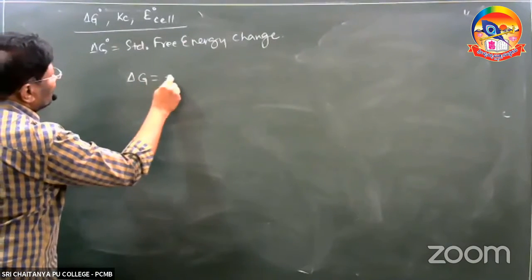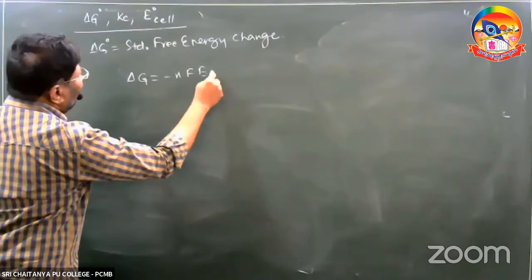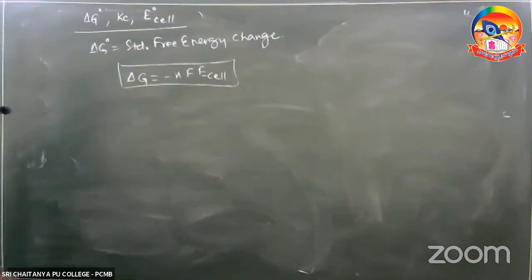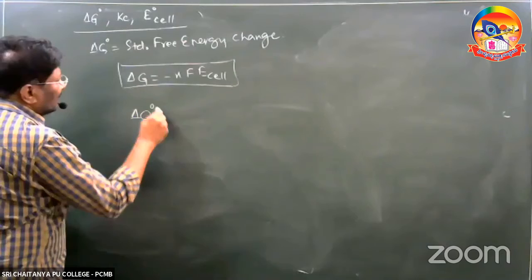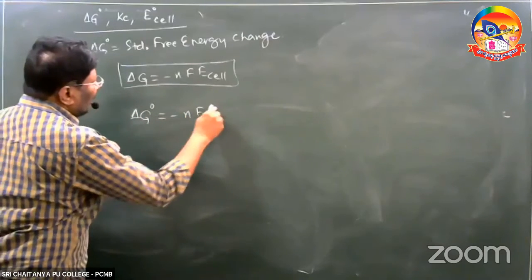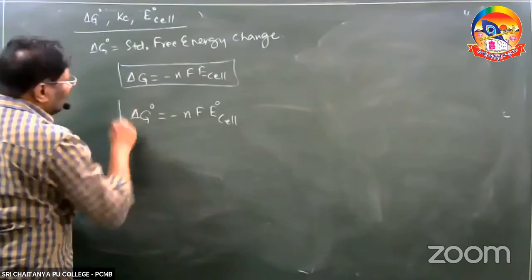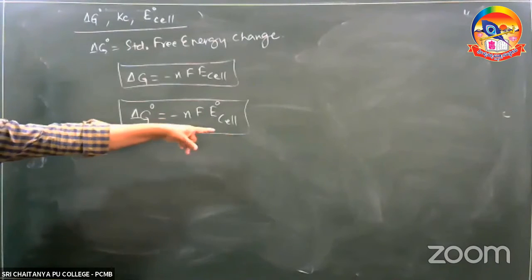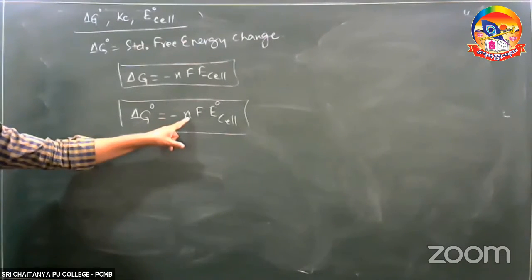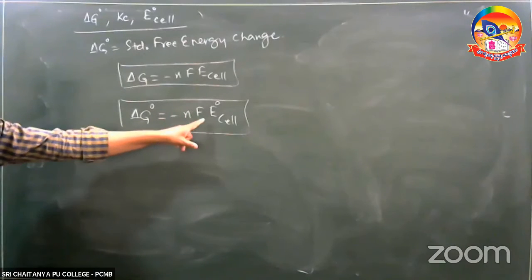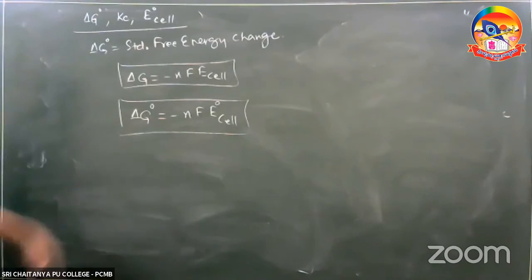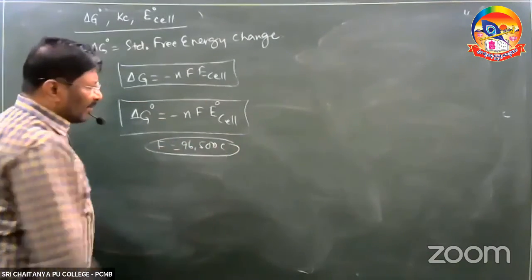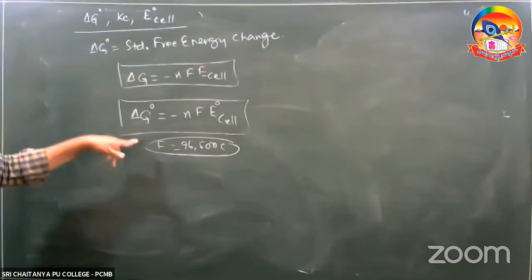Delta G is equal to minus nFE cell. This is one formula. Let us take standard conditions: delta G naught equals minus nFE naught cell. This is another one. Please remember n: whatever the equation given there, cell reaction, in that one, number of electrons transferred. That one. F is 96,500 coulombs. Always remember F, 96,500 coulombs. Remember that. Okay, like this.